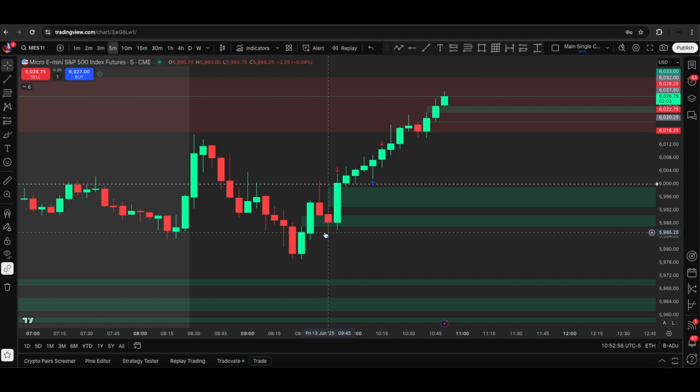Okay, so for targets, my first target is generally going to be the 1 hour high. I don't have that indicator on right now, but the previous hour's high, let's see. If we are here, the previous hour's high, which would have been 8 to 9, would have been right here. So that's what I'm looking to target.